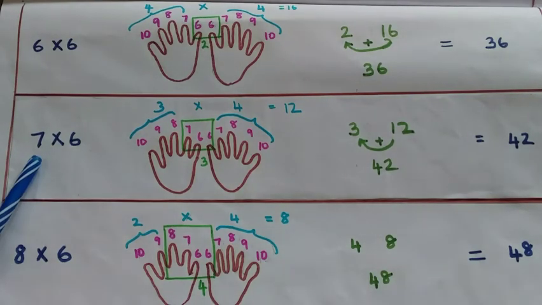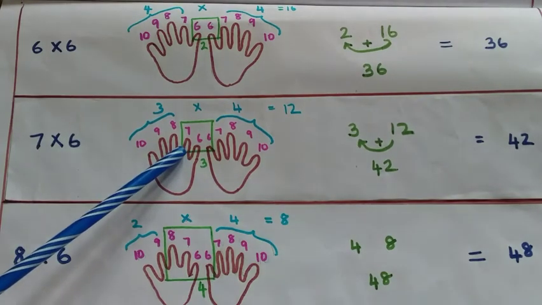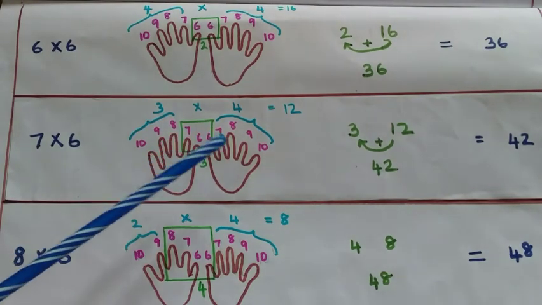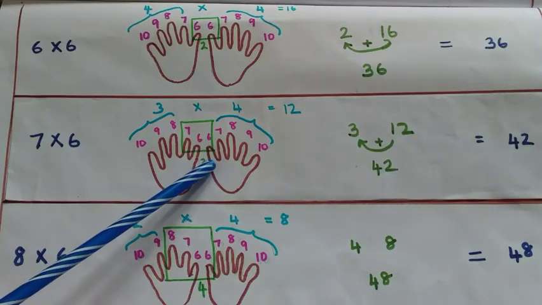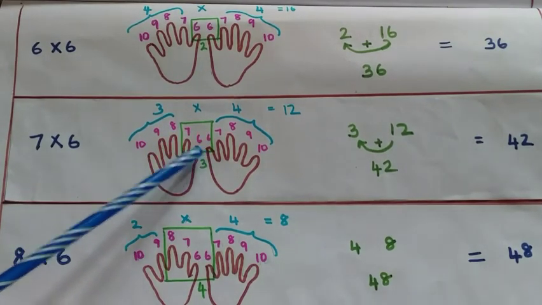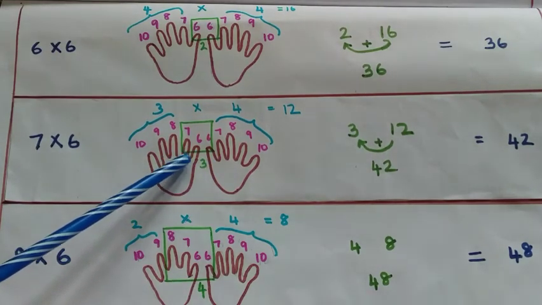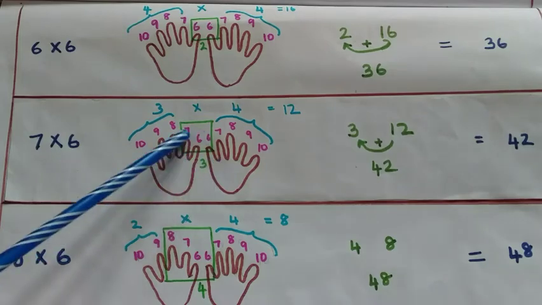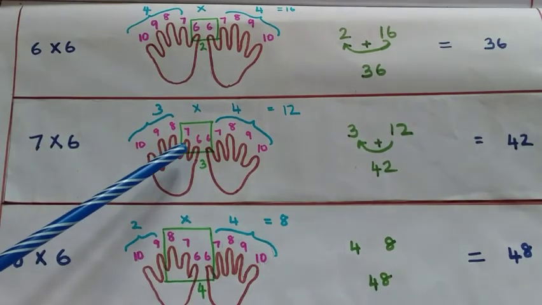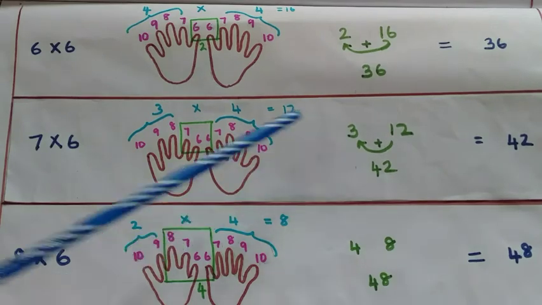So now we need to find what 7 into 6 is. Find the finger that has been numbered 7 on your left hand and the finger which has been numbered 6 on your right hand, and you touch the 7th and the 6th finger together by rotating your hand and find the number of fingers that are in between these fingers, including these fingers as well. So there are 1, 2 and 3 fingers here and you need to write down that 3.